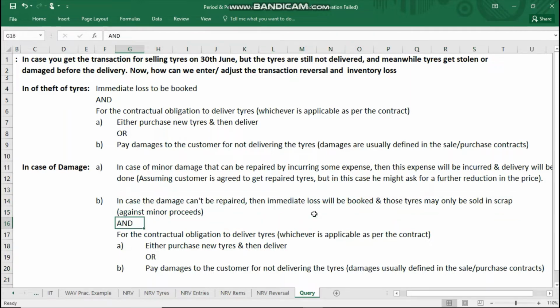And even in that case, if we have a contractual obligation to deliver tires, we again will have two options. First is to purchase new tires and deliver them to the customer, or pay the damages according to the contractual terms. Okay, so I hope this will answer your question.